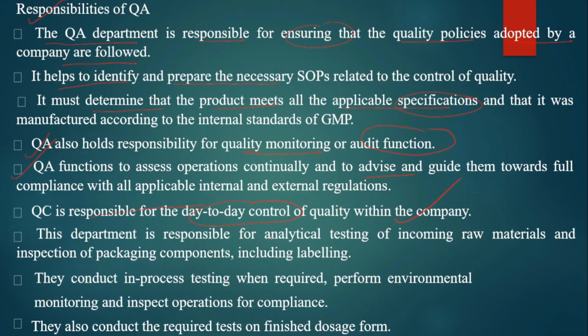This department is responsible for the analytical testing of the incoming raw materials and inspections of the packaging components including labeling. They conduct in-process testing when required and perform environmental monitoring and inspect operations for compliance. And they also conduct the required tests on finished dosage form. Overall, it checks the quality control activities like testing raw materials, packaging components, in-process testing, environmental monitoring, and it also does the finished product testing.